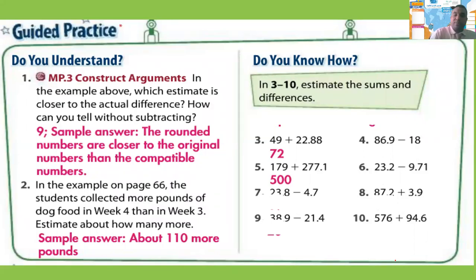23.8 minus 4.7. 23 will be 24 minus 5. So will we subtract 24 minus 5? The answer is going to be 19. Thank you. Awesome, Ahmed. Thank you.